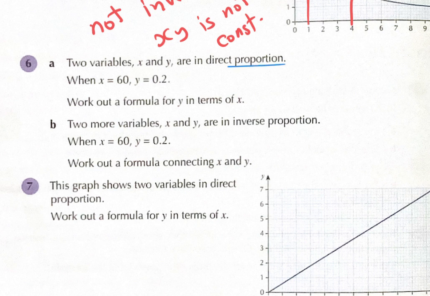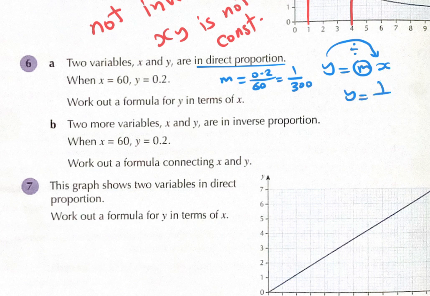For direct proportion, y equals mx. How to find m? Just divide y by x. So divide 0.2 by 60. So m equals 0.2 divided by 60, which is 1 over 300. So you can write y equals 1 over 300x.